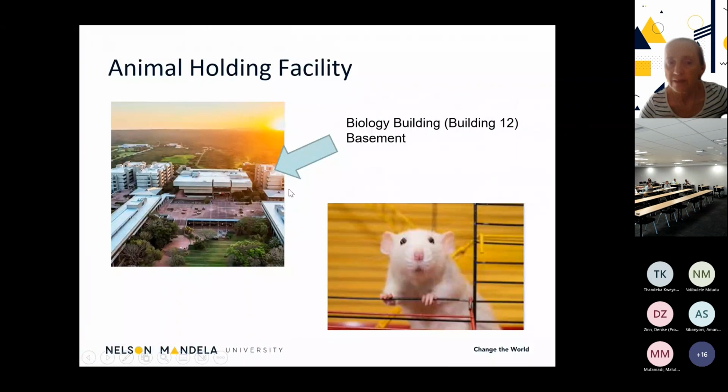So our animal holding facility is in the biology building. That is also the building where the pharmacy department is, where my office is, building 12. It is in the basement. There's not always animals in it. It depends on how many laboratory projects are currently ongoing. But remember, there's also animal experimentation happening in game reserves, in nature reserves, and also on George campus. But if you want to know about our animal holding facility, it is the basement of building 12 next to the library.